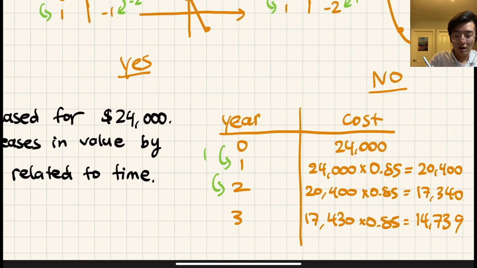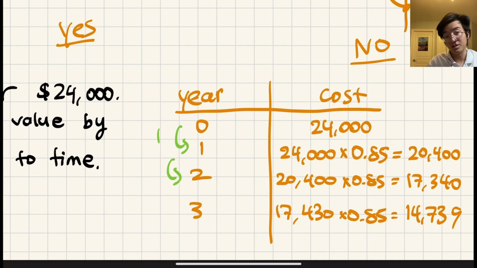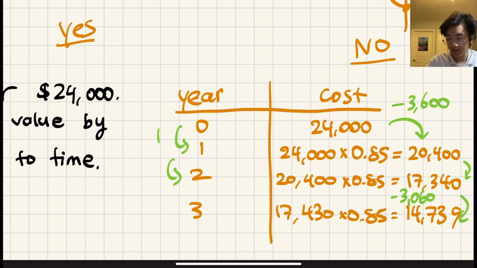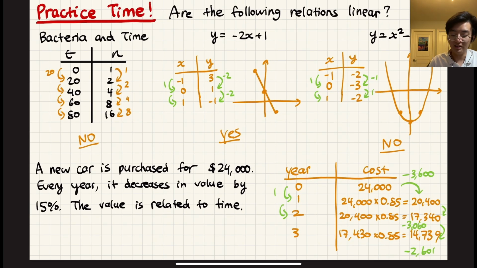But as we can see here, our year is increasing by 1 each time. That's constant. However, our cost, right, to go from that to that, we are losing 3,600. And now going from 20,400 to 17,340, it is decreasing by 3,060. And then when we decrease it again, going from 17,340 to 14,739, we are losing 2,601. Right, so as you can see here, it is not a constant increase or decrease, which means that this relationship is not linear. Right, so that's pretty much it.